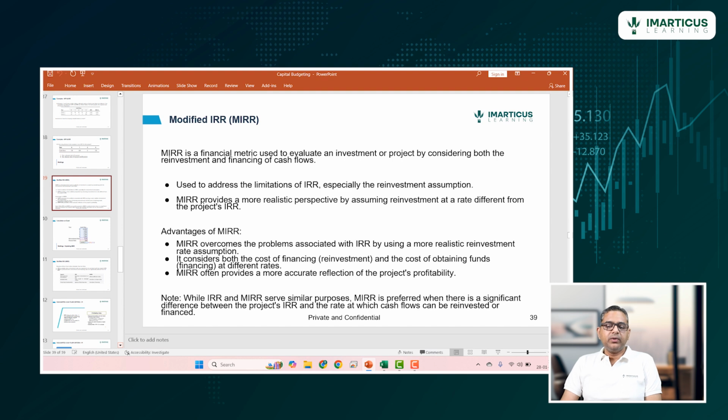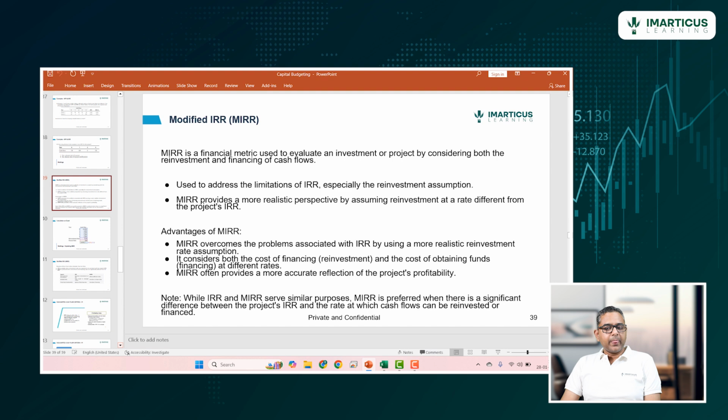MIRR overcomes the problems associated with IRR by using a more realistic reinvestment rate assumption. It considers both the cost of financing reinvestment and the cost of obtaining funds financing at different rates. MIRR often provides a more accurate reflection of the project's profitability. While IRR and MIRR serve similar purposes, MIRR is preferred when there is a significant difference between the project's IRR and the rate at which cash flows can be reinvested or financed.